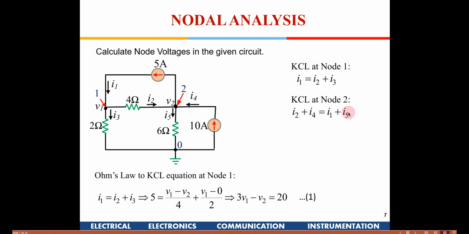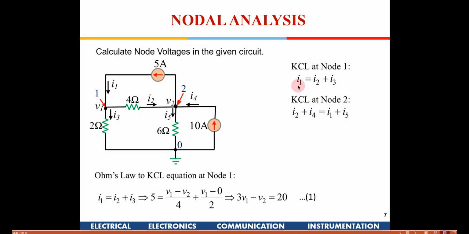Sir, at node 2, we only have I2, I5, and I4, right? I2, no, the upper one, the upper branch. Yes, sir. That is I1, right. Okay, so that is I1. That is 5 ampere.